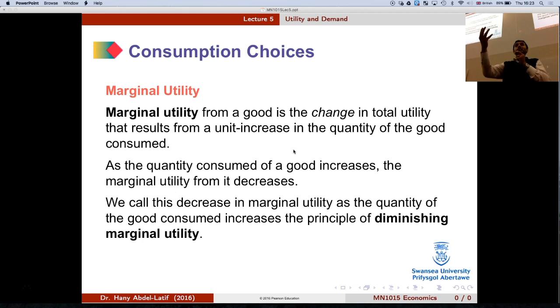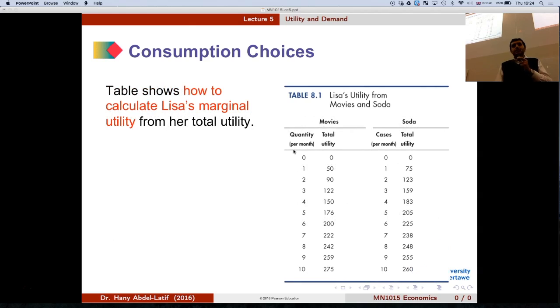So the total utility, which is the satisfaction you get from 3 glasses of water, or from 2, you're happier than with 1. From 3, you're happier than 2. But again, how much the extra one contributed will be less than the one before. So let's see this as an example here.